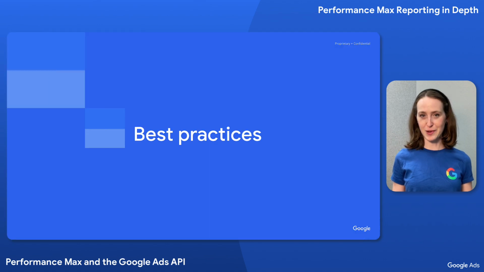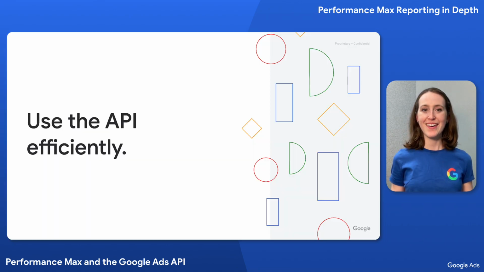The final topic I'll be covering before sending you to the next session is best practices for API reporting with PMax. Some of these best practices will apply to reporting in general, but there are also tips you might find useful for Performance Max reporting in particular. I think this one generally goes without saying, but as a developer advocate and a steward of the API, I have to say it. What do I mean exactly when I say to use the API efficiently?